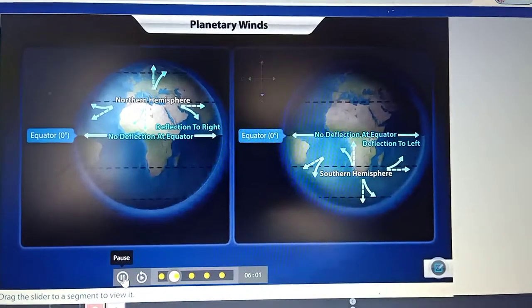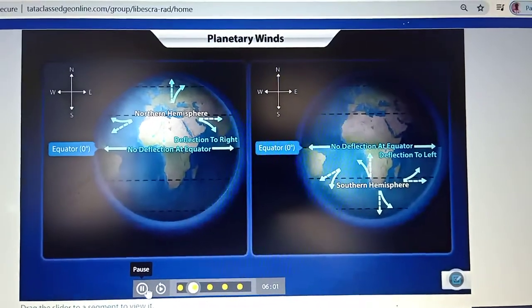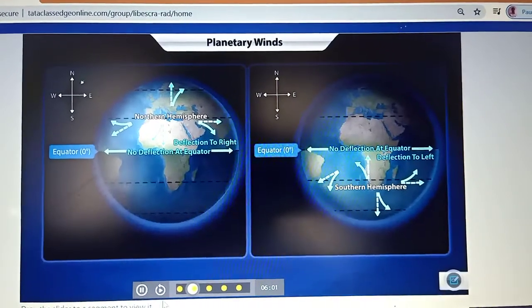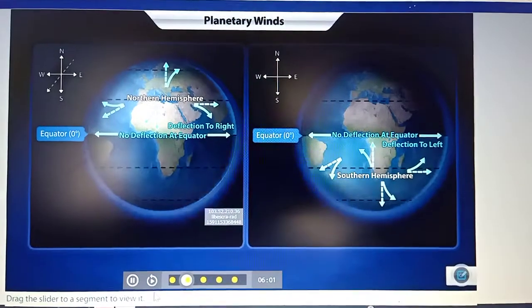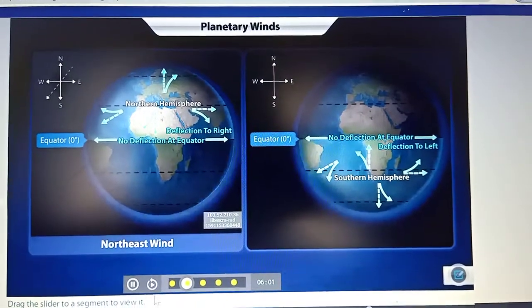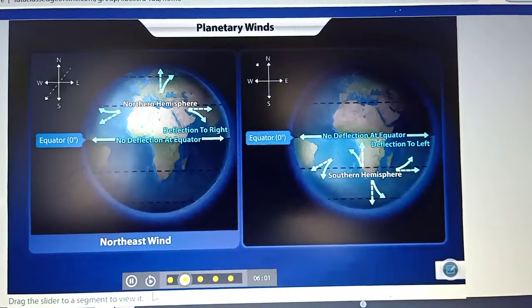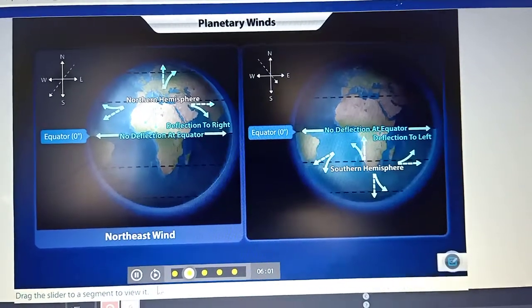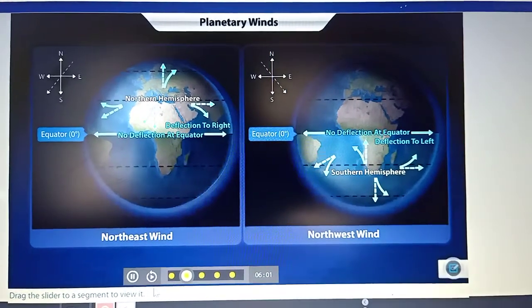Winds are named by the direction they originate from. For example, a wind coming from northeast and blowing towards southwest will be named as northeast wind. Similarly, a wind coming from the northwest and blowing to the southeast is named as the northwest wind.